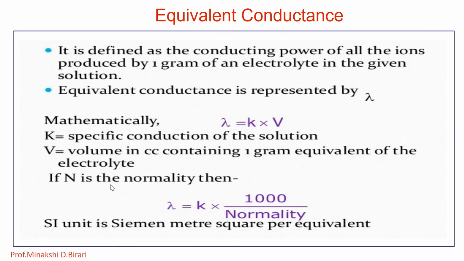If C is the concentration of the solution in gram equivalent per liter, then V is equal to 1000 divided by C. And if N is the normality, then lambda is equal to K into 1000 divided by normality. SI unit is Siemens meter square per equivalent, and the unit of equivalent conductance is mho centimeter square.